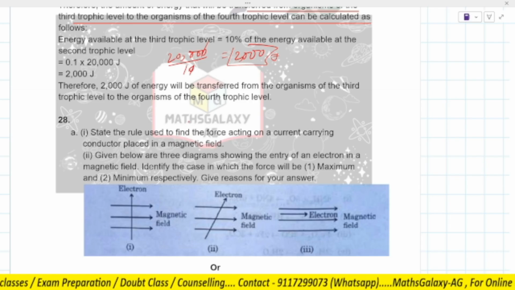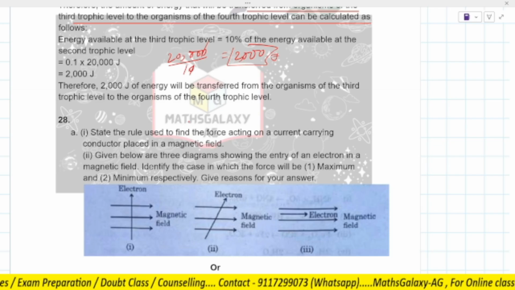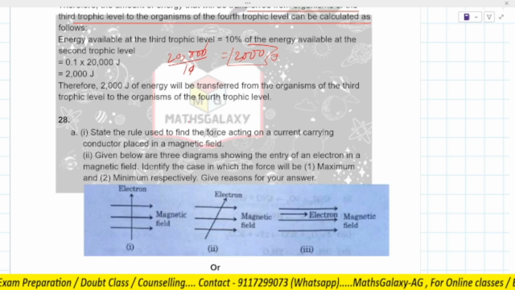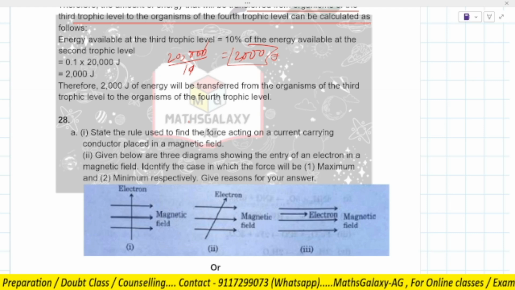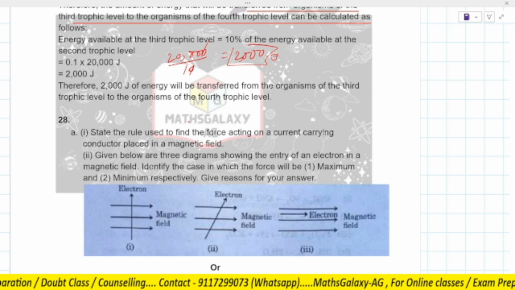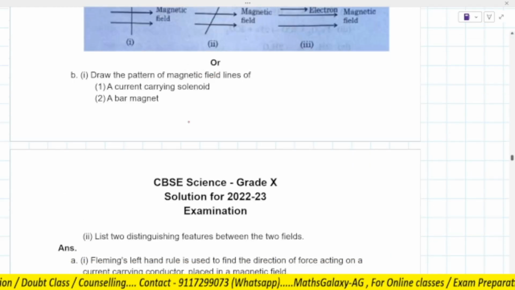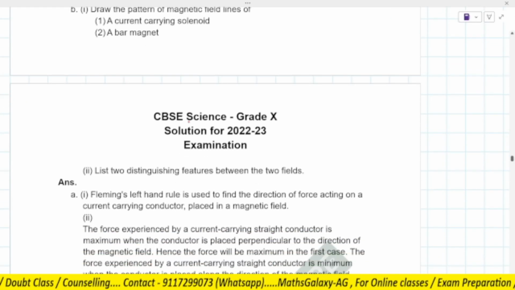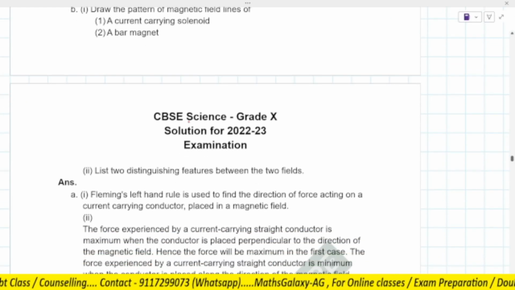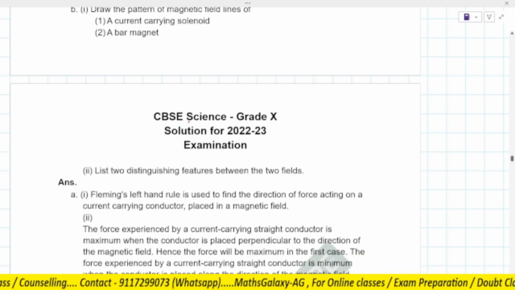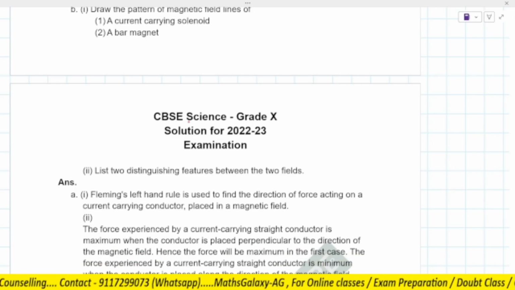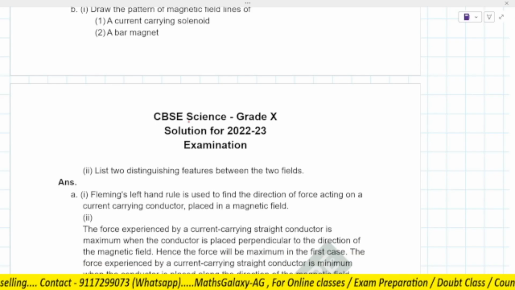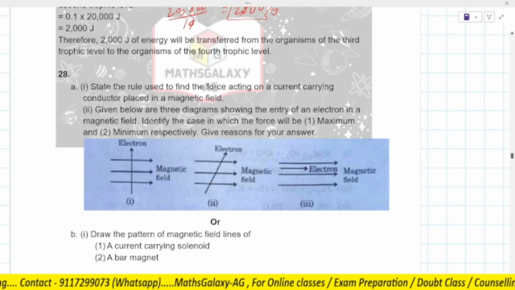Here we will use the Fleming left hand rule. Okay, so let's see here the explanation once. The Fleming left-hand rule is used to find the direction of the force acting on a current carrying conductor placed in the magnetic field. Is it clear? You have to write it in a proper statement, okay?